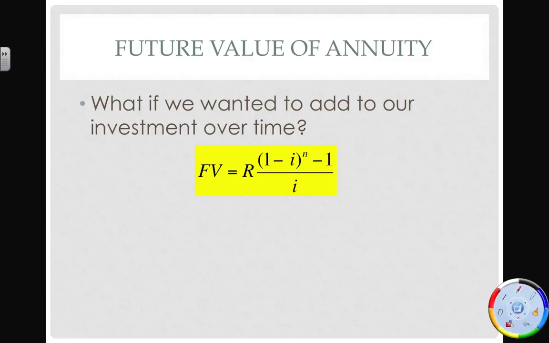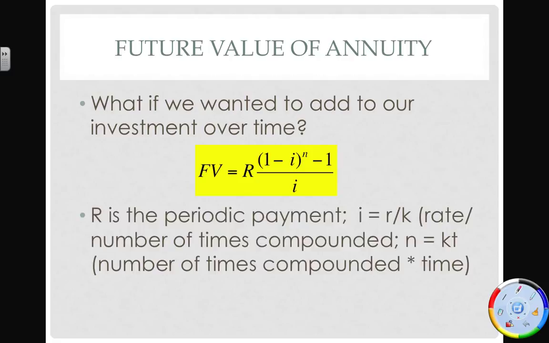So FV is future value. R, actually I think I have this written here. R is the periodic payment, so how much you're putting in periodically. So I could be adding $50 at the end of each month or $500 at the end of each quarter. And this actually is how things work. This is how my paycheck works. I put money into my retirement fund every month, and my retirement fund grows with a certain percentage rate.